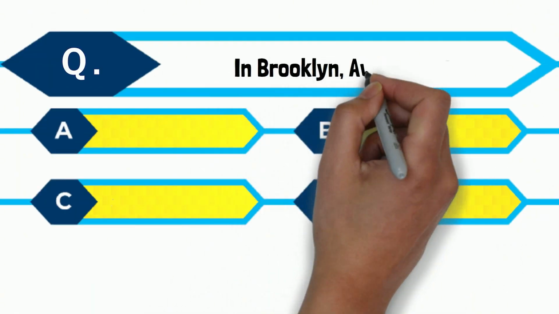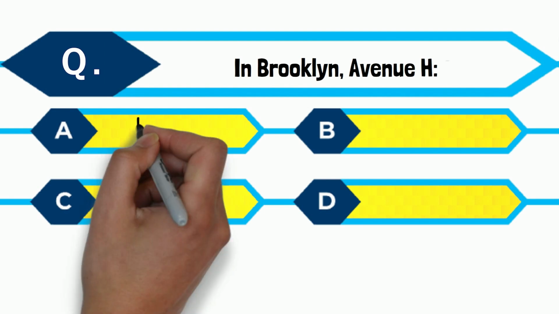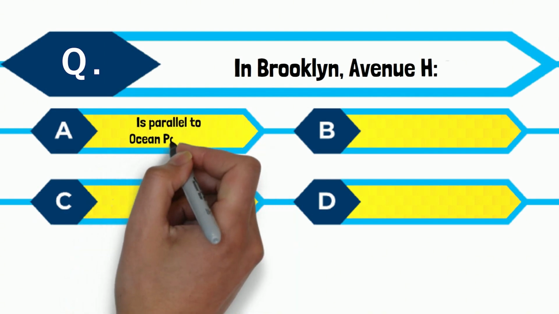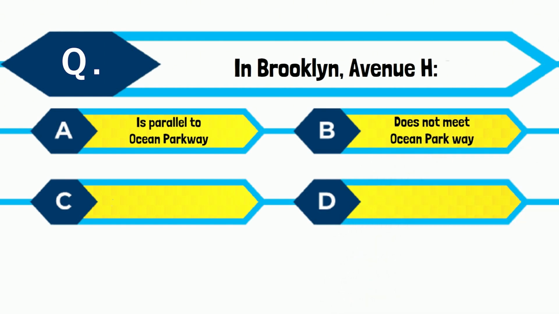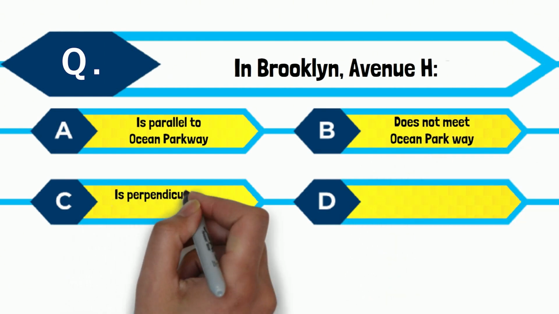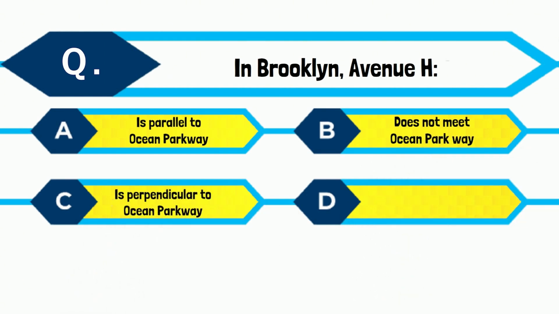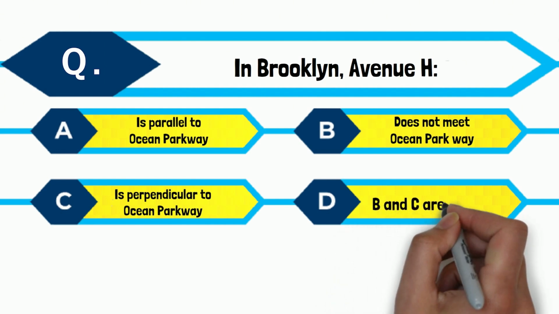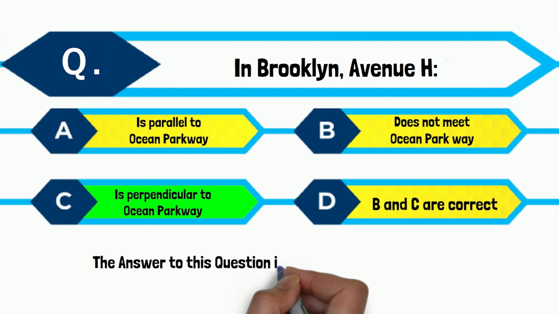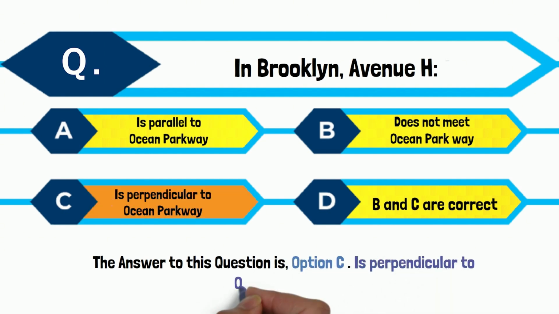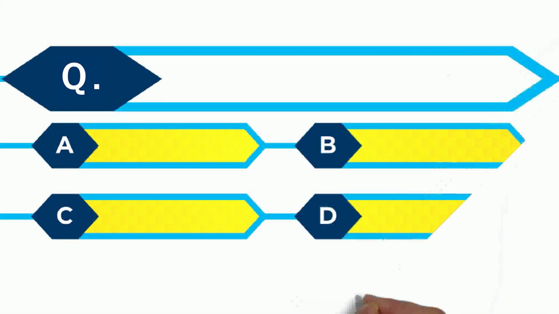In Brooklyn, Avenue H. Option A, is parallel to Ocean Parkway. Option B, does not meet Ocean Parkway. Option C, is perpendicular to Ocean Parkway. Option D, B and C are correct. The answer to this question is option C, is perpendicular to Ocean Parkway.